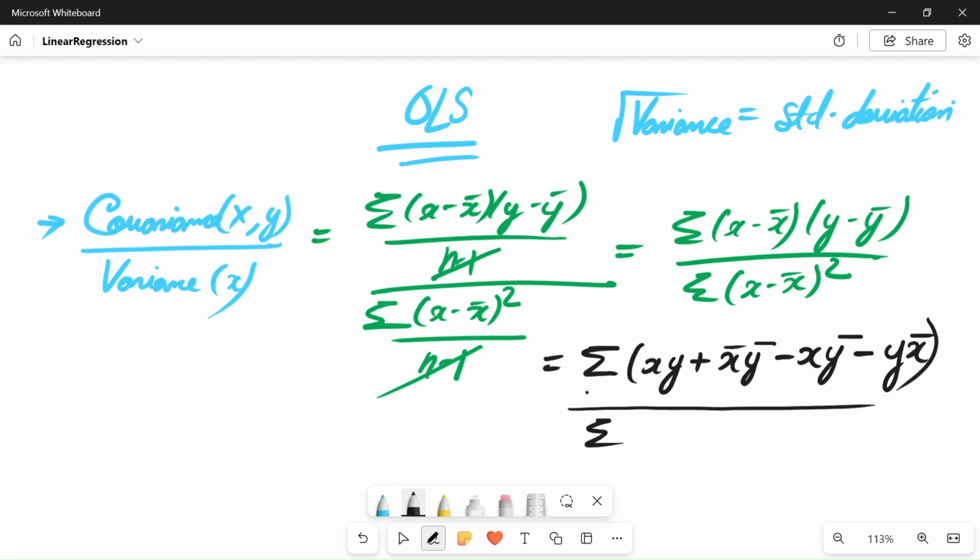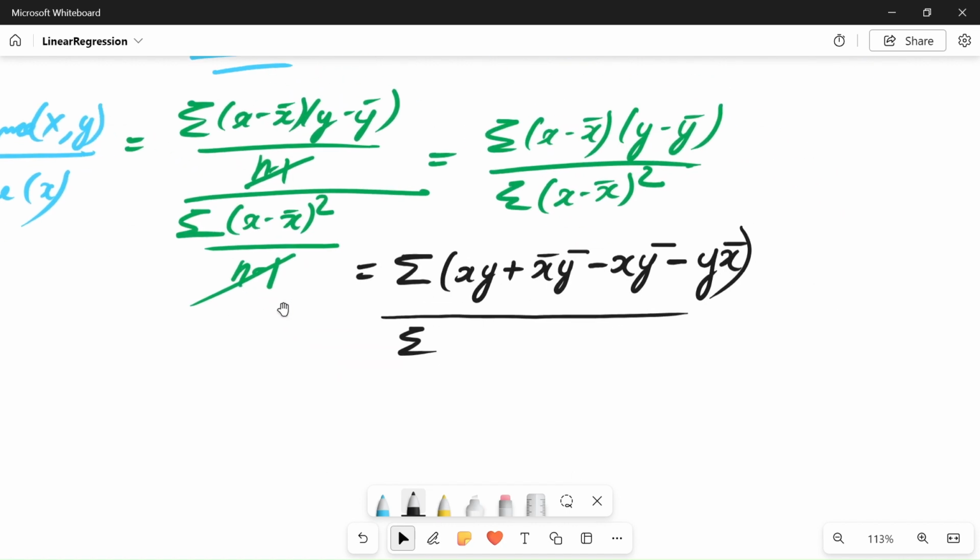Here it's actually xi yi, but I'm not going to write each and everything, because we're not discussing the formula itself. We are just interested in its analysis. So x squared plus x bar squared minus 2 x bar x.